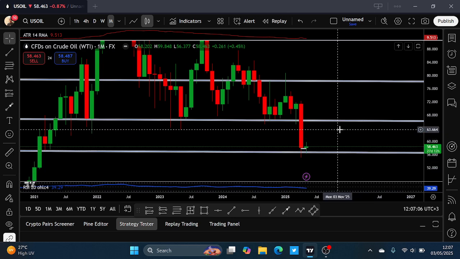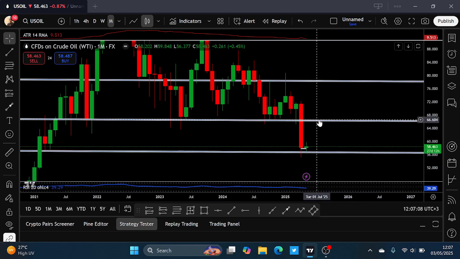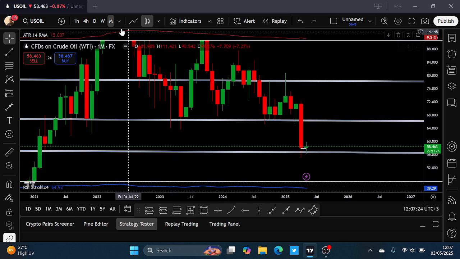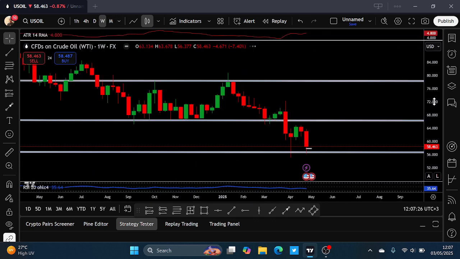So what is our expectation? We're expecting price to move up to this area here. You are with me? We're expecting price to move up to this area here. However, we don't know what price wants to do, but that is our expected prediction. So we continue to the weekly to get more details.